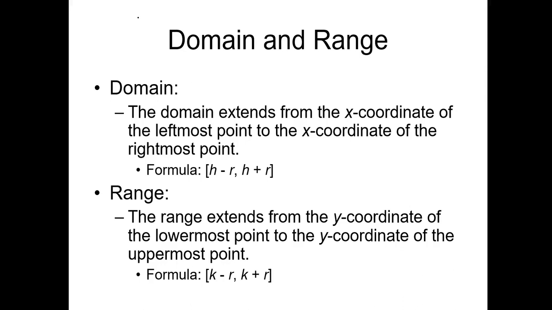So for your domain, when you're looking at the x values, you're looking directly left and directly right of your center. Whatever your radius is, it's going to be that many units to the left of your center and that many units to the right of your center for your domain. And for your range, it's the radius, that many units down from the center and that many units up from the center.